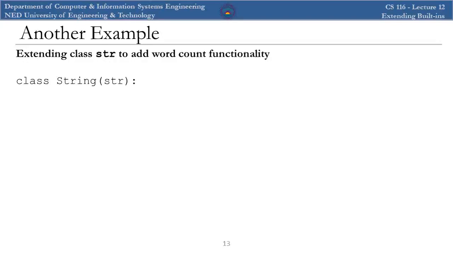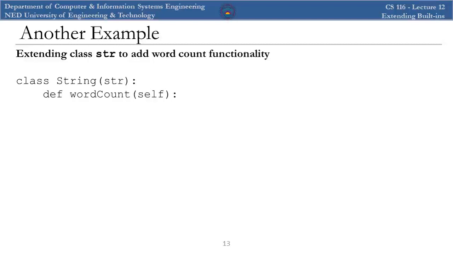So this is my new class. I'm calling it string with capital S, and I'm deriving it from that built-in class str. Since it's a built-in class, you will see in IDLE it will change its color when you type it. So I'll be implementing only one method here, that is word count.